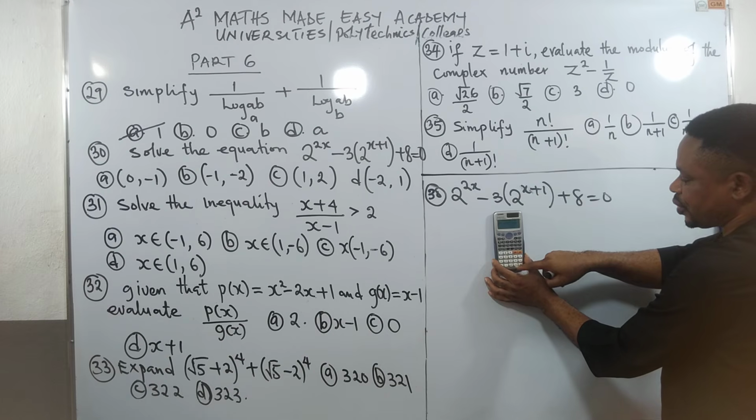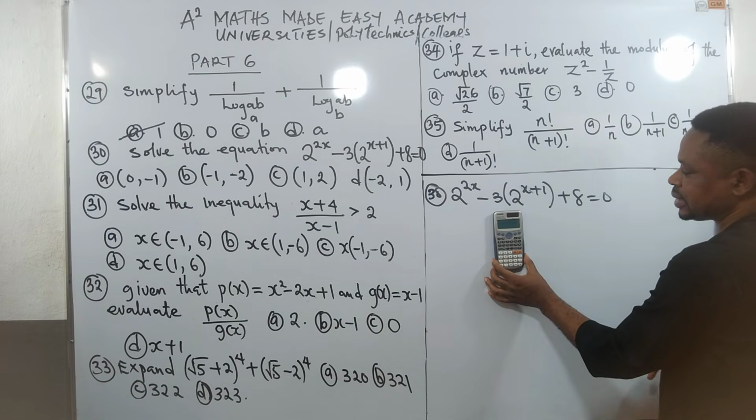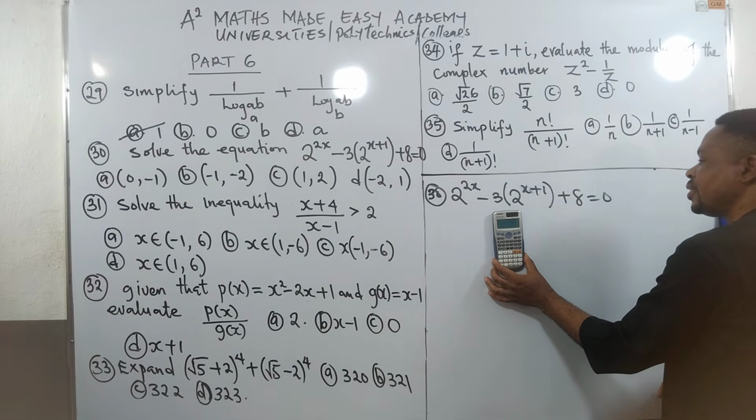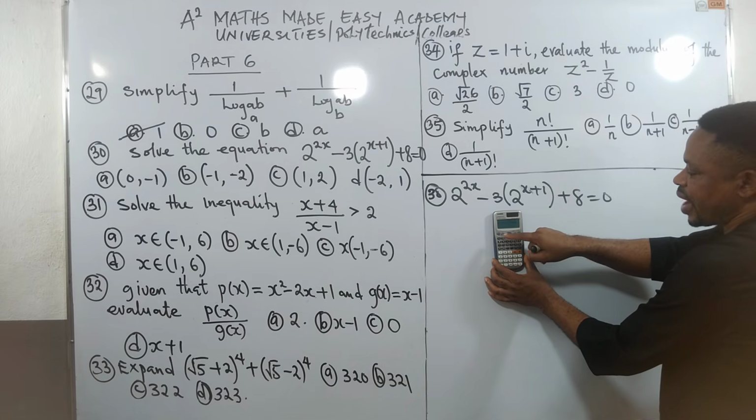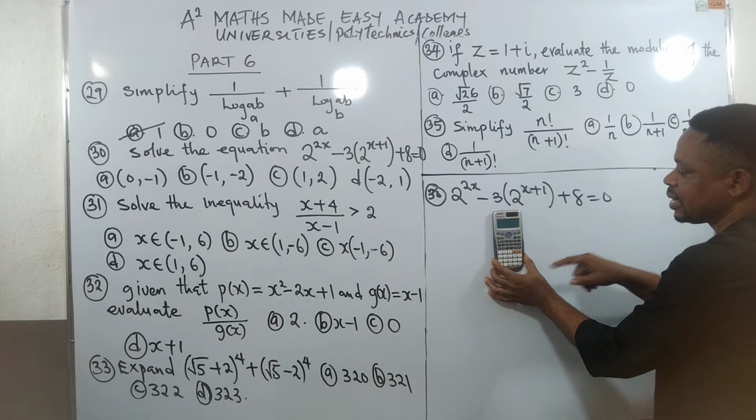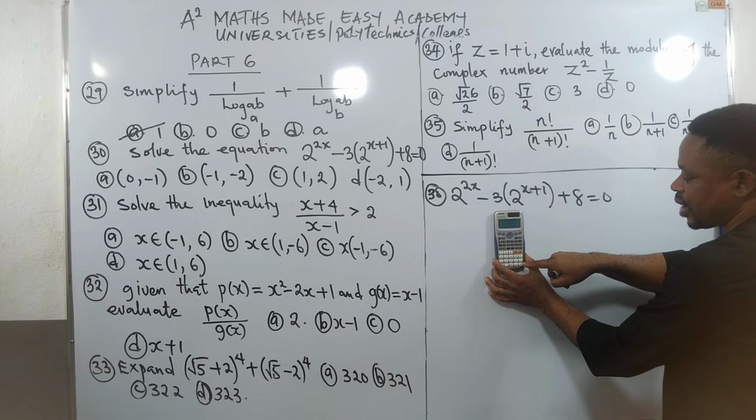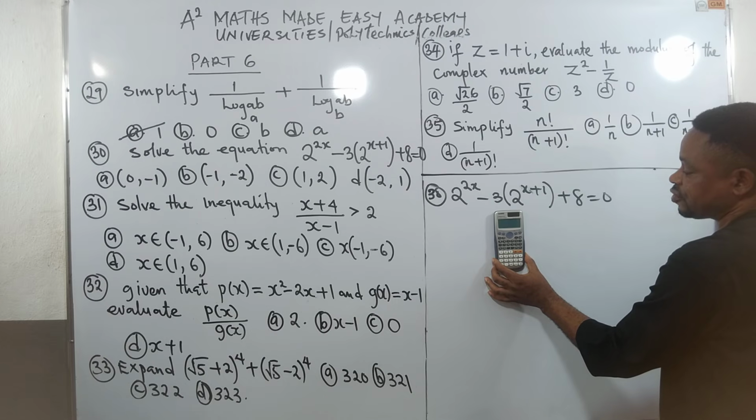Then you punch 0. Now this is exactly what is inside the question, exactly what is inside the calculator. Then the next thing finally is to punch shift and calc. It will say solve for x. Then you now punch the number equal to and expect the answer.